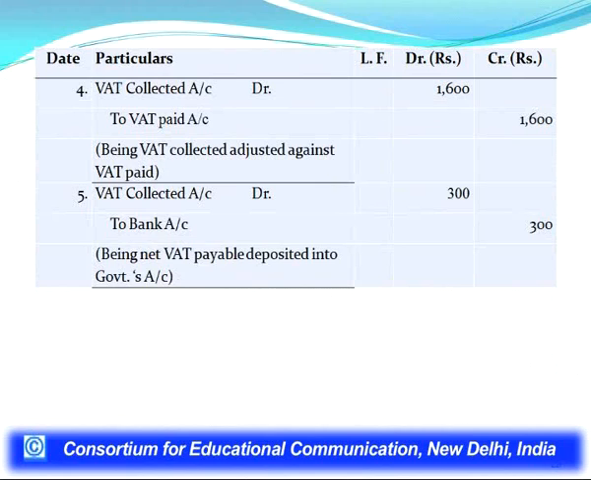So, first entry we shall record for adjustment of the VAT paid, that is VAT collected account debit to VAT paid account. So, the VAT paid account is closed now and VAT collected account has the balance of 300 only. So, that is a liability which we have to pay to the government. So, the VAT collected account debit to bank account. So, this VAT amount, the net payable, shall be deposited into the government's account.